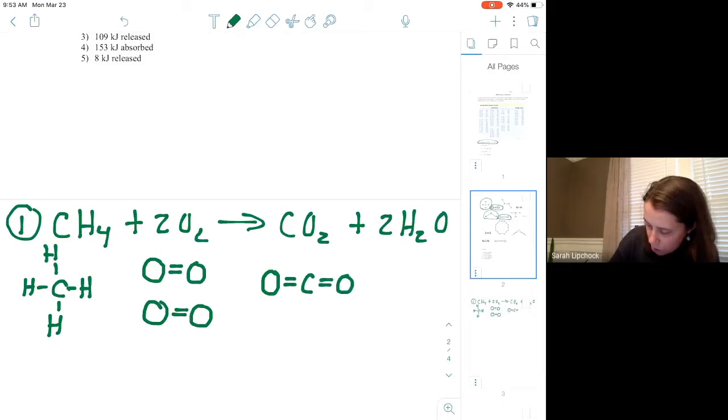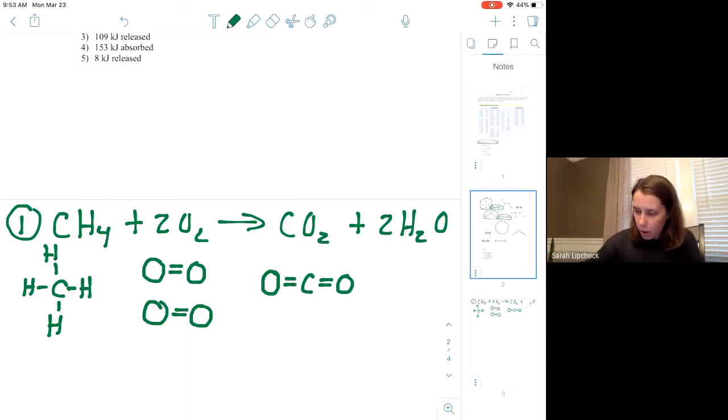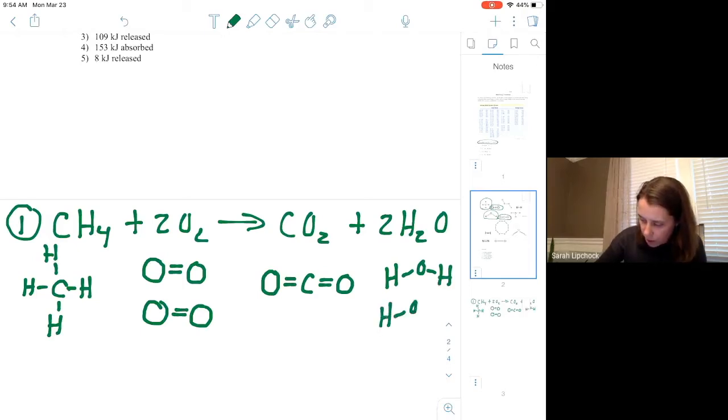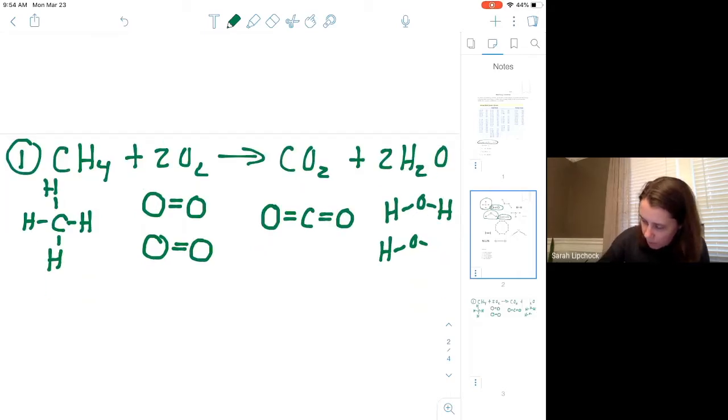Okay, and then for our CO2, that is an O double bonded to a C, double bonded to an O. Okay, and then our water is going to be an H with an O with an H, and we have 2 of those, so I'll write that 2 times. Okay. Everybody with me so far? Give me a thumbs up or a yes in the chat.